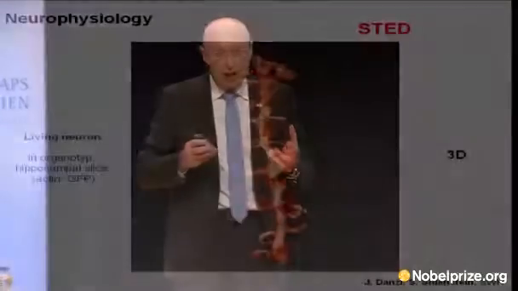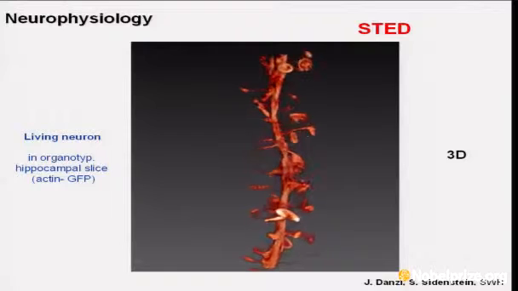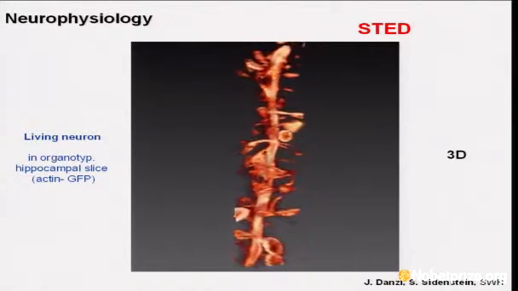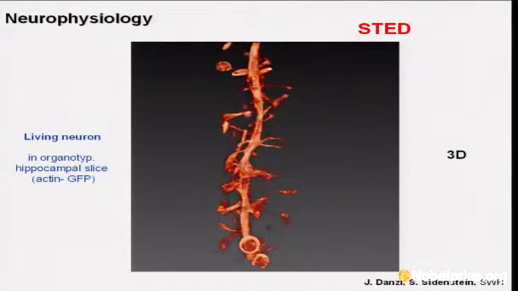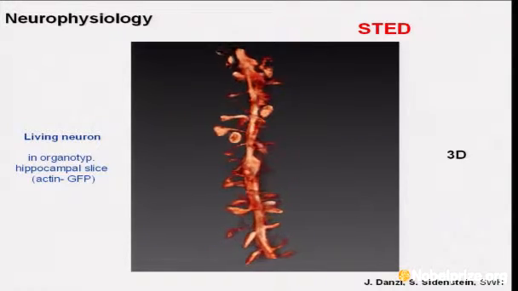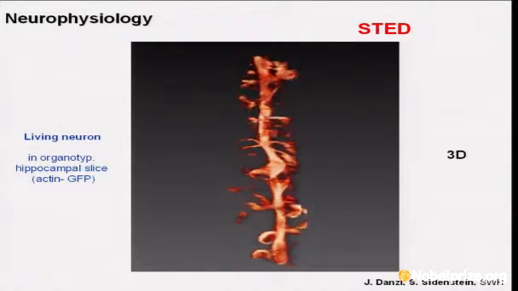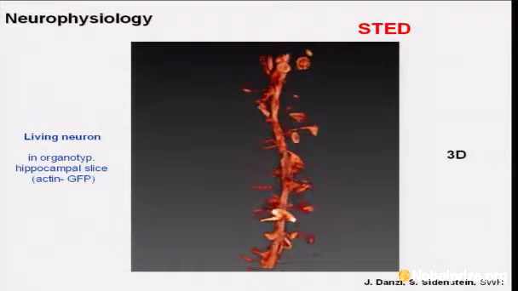Now, this is just another example. Of course, one can take three-dimensional images because you can focus into the brain tissue, for example, and this is a 3D super-resolution recording of actin in a living neuron in a so-called organotypic hippocampal slice.